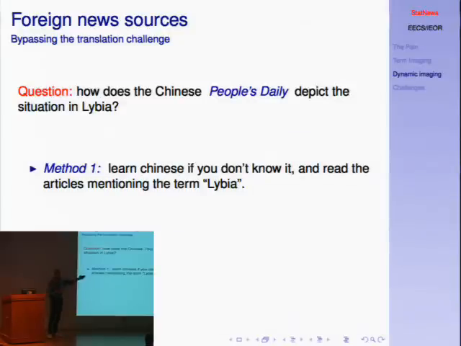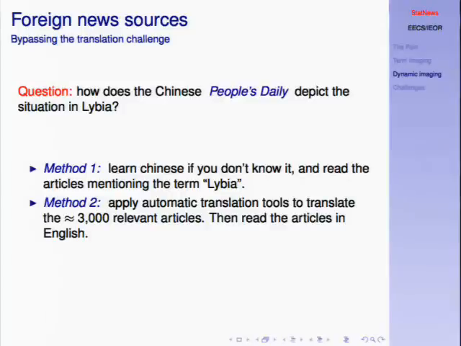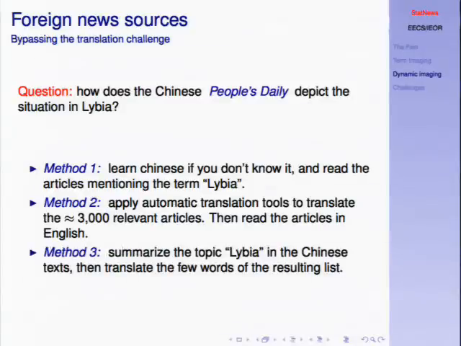So there's one method. If I know Chinese, I'm in luck. If I don't, then I'm out of luck. There's another method, which is one of the main goals of natural language processing: take all your data and translate it, and then read it. Well, first of all, it doesn't solve my problem because I still have to read thousands of articles. Granted, they're now in English or some kind of English, but I still have to read them. And the third method is just to apply this in the Chinese language. This is not simple, but it can be done.